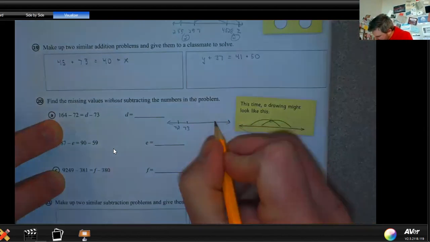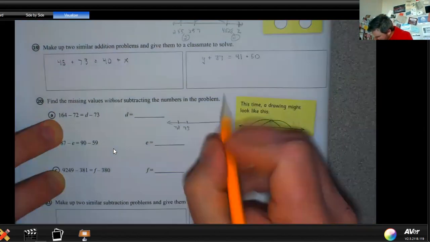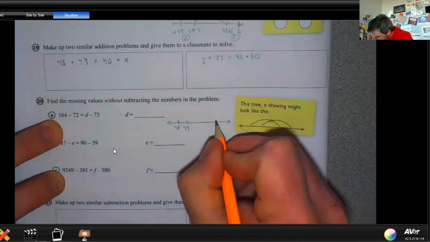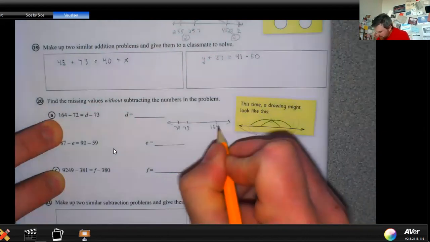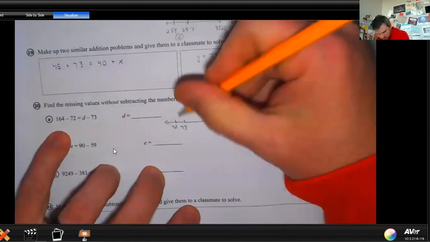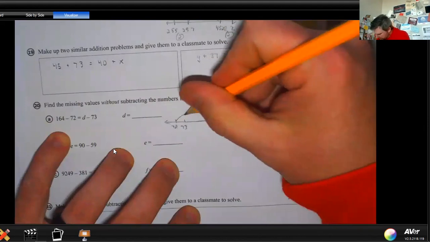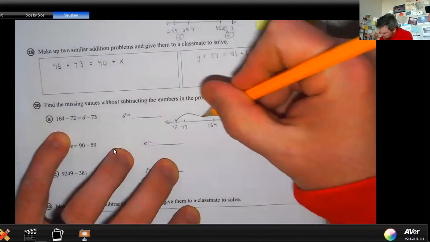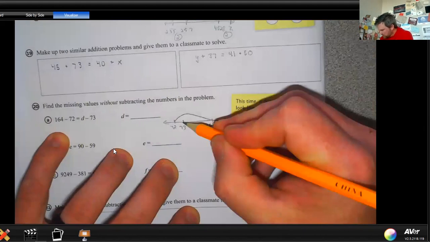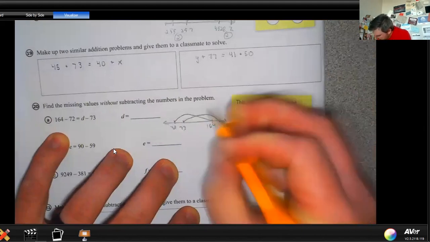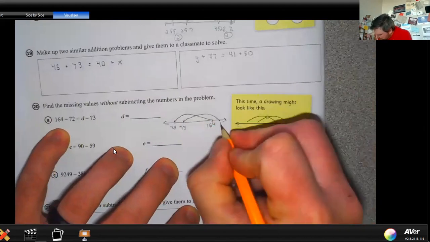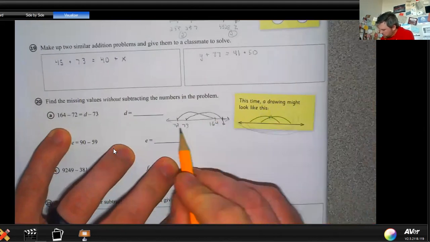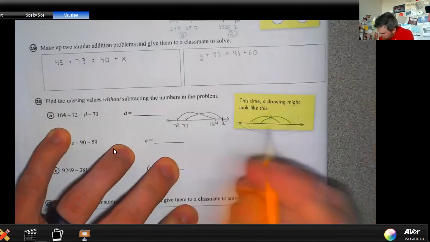And then the 72 goes with the 164. Okay, so 72 with the 164. And this one's going to have to cross, so it needs to be greater than. So D is here. Okay, so this is 1 away, so this needs to be 1 away. So we got 165.